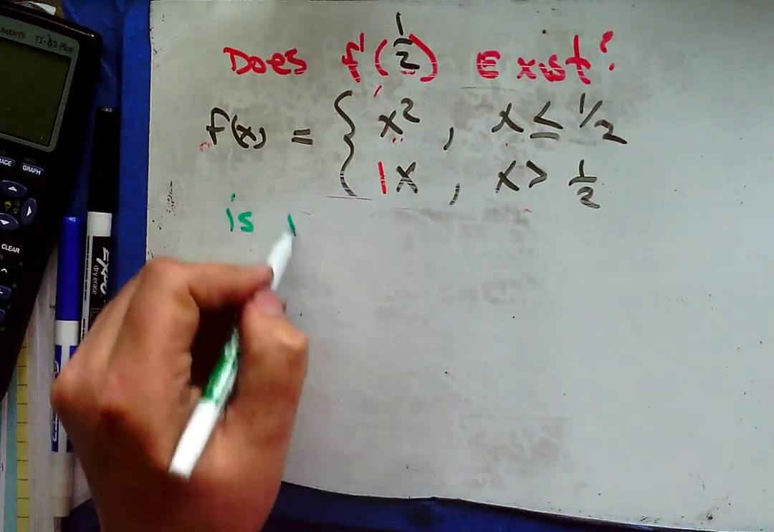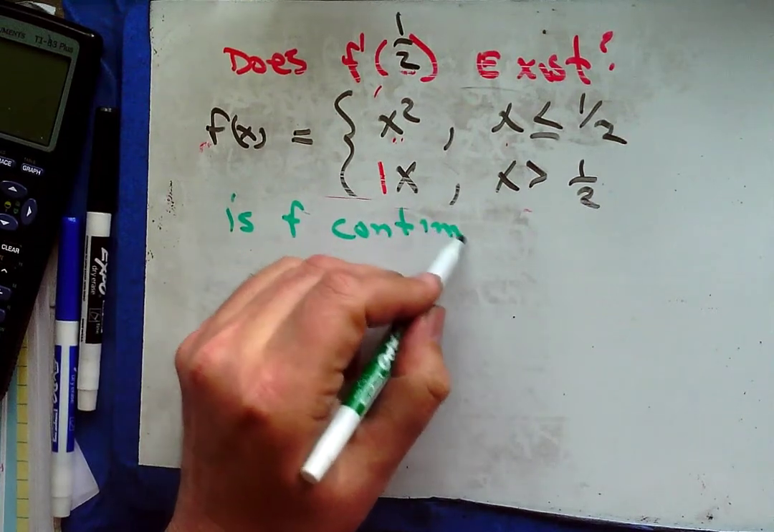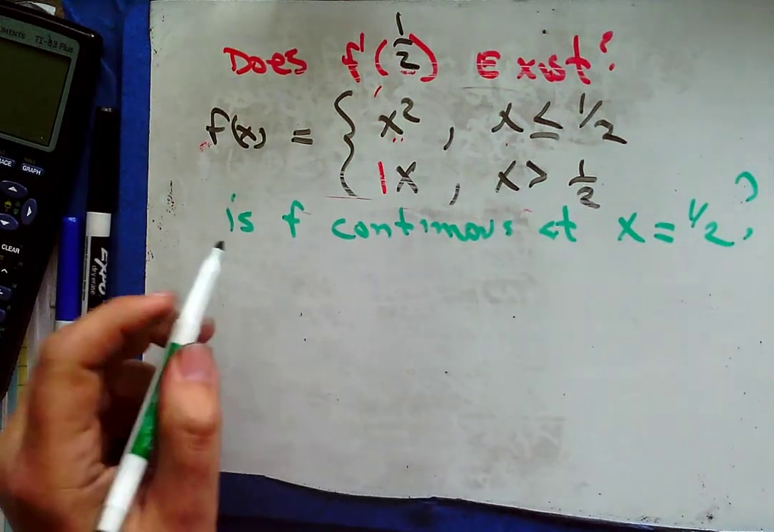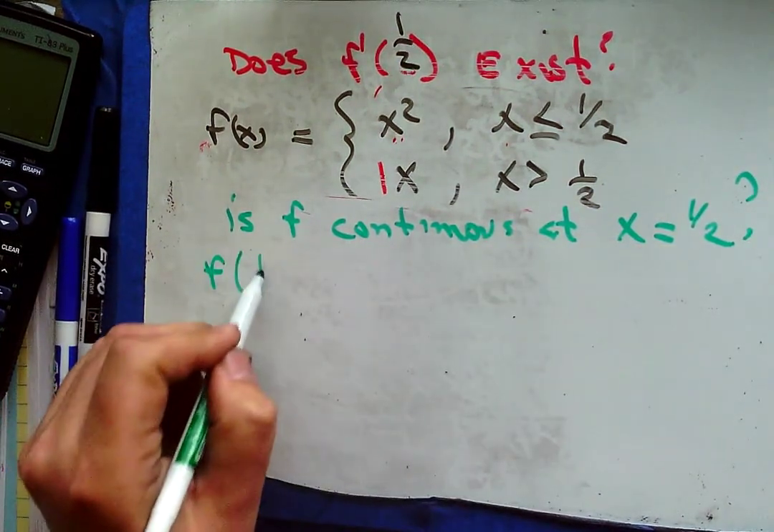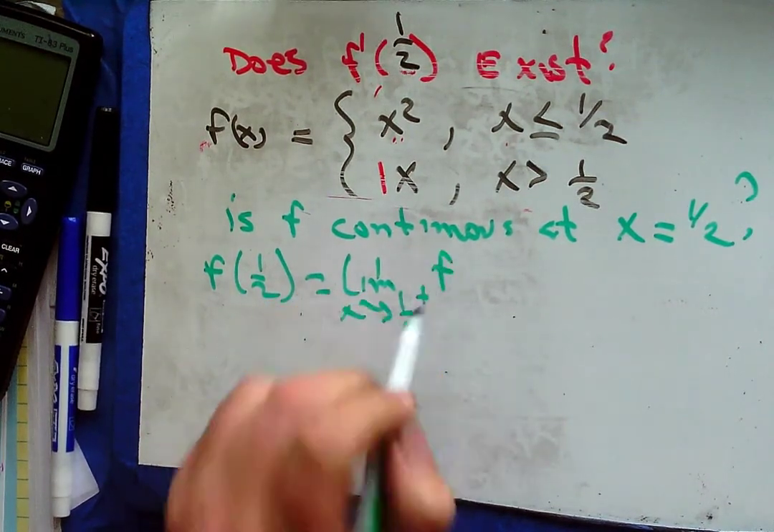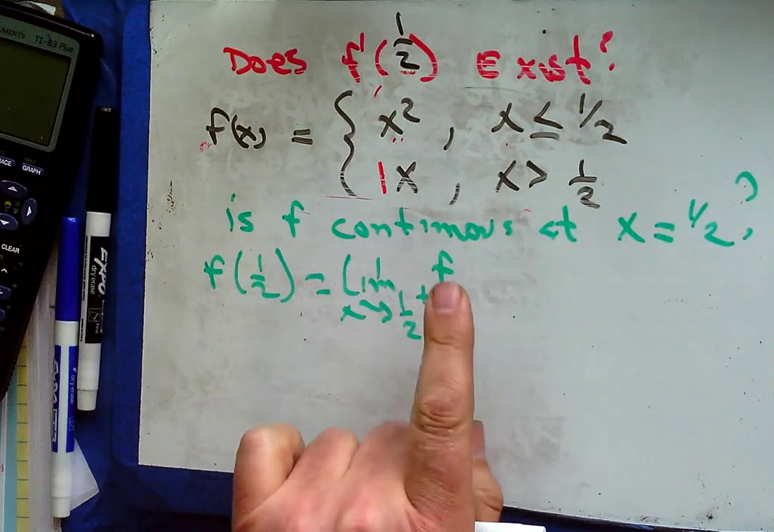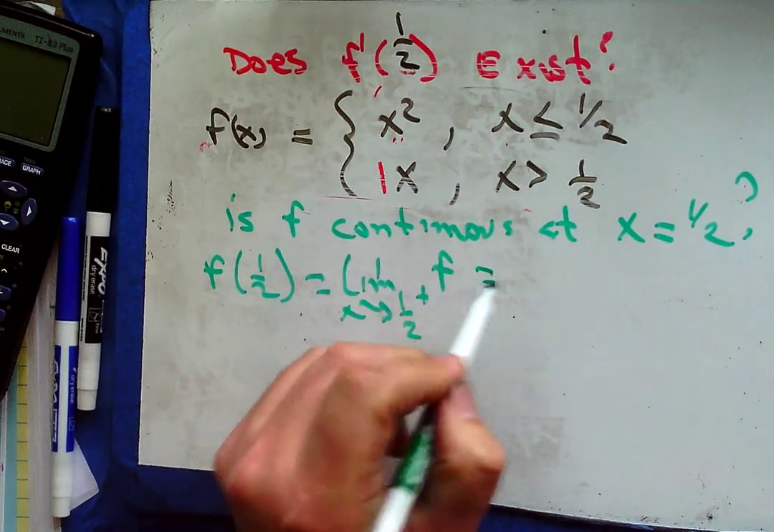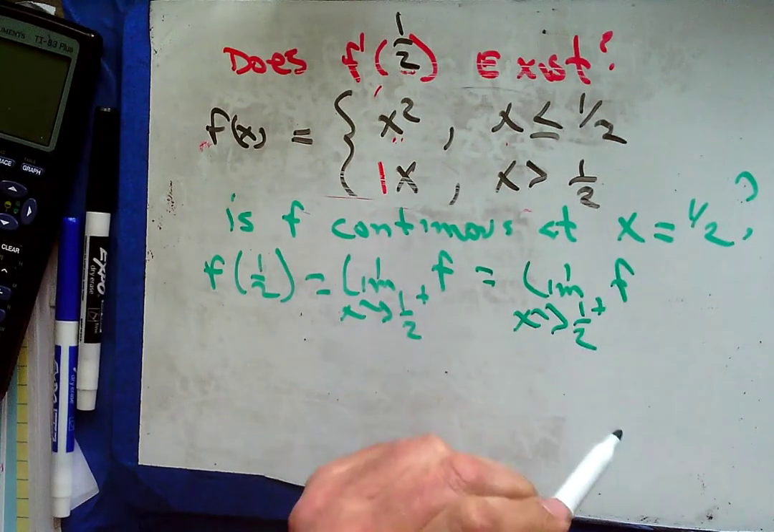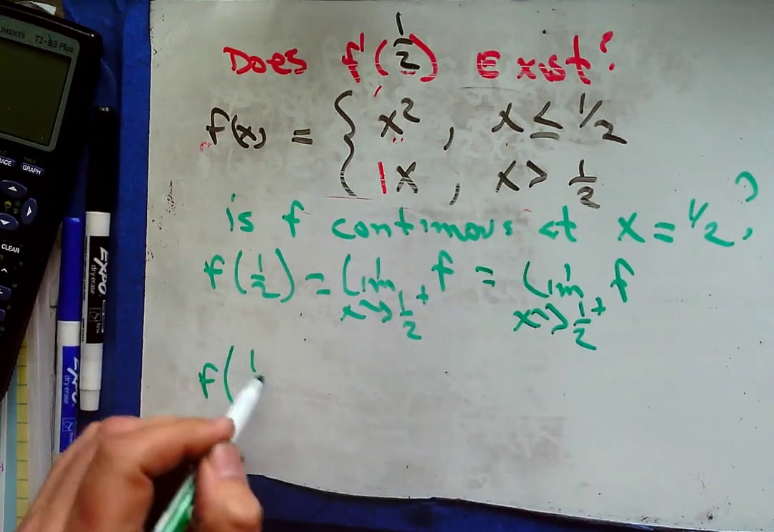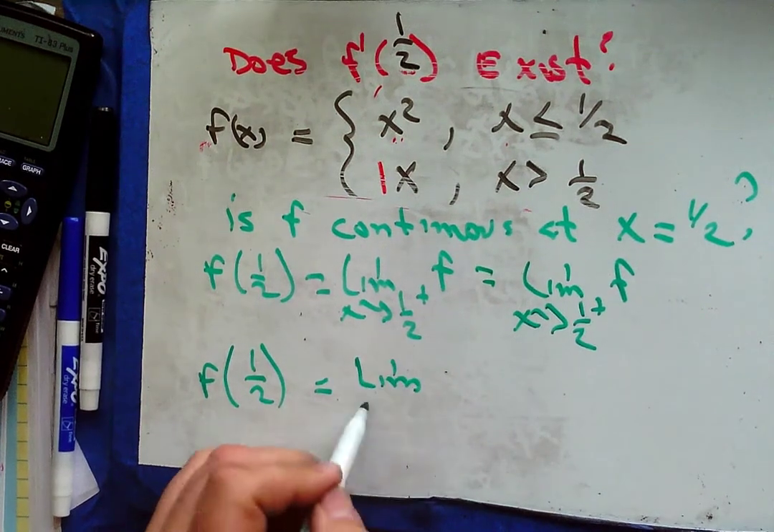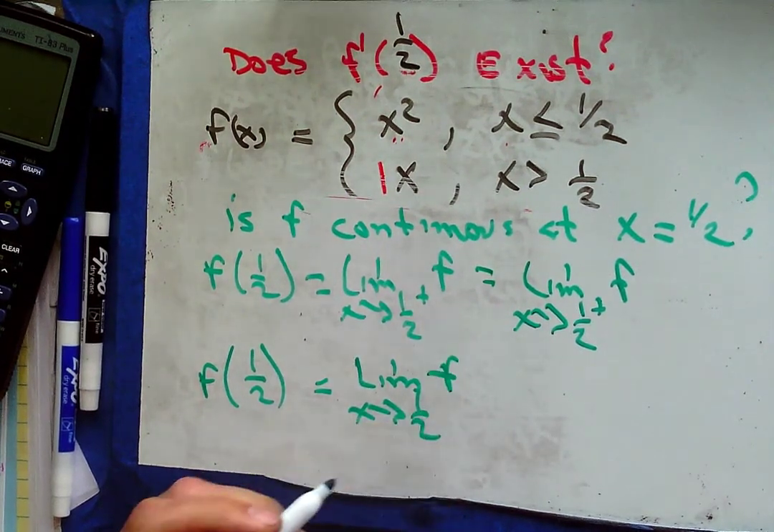So, is f continuous at x equals 1/2? Well, in order to know that, we need to know that f of 1/2 equals the limit as x approaches 1/2 of f, not of f prime, not of the slopes, but of the actual y values. Or, more concisely, does the value of the point equal the value of the limit at that point?